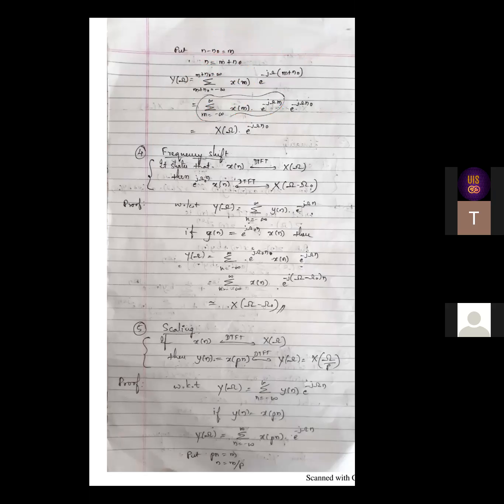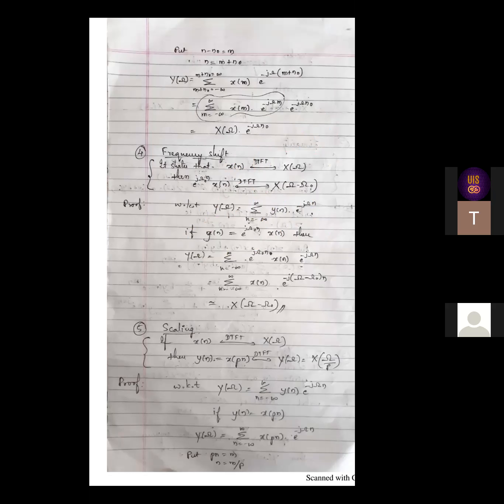That is, if your input signal is shifted by n naught amount of times, if this is the shift, your Fourier transform will have one exponential term like this with the same amount of shift in the exponential power. Okay, let us move to the next property, that is frequency shift.